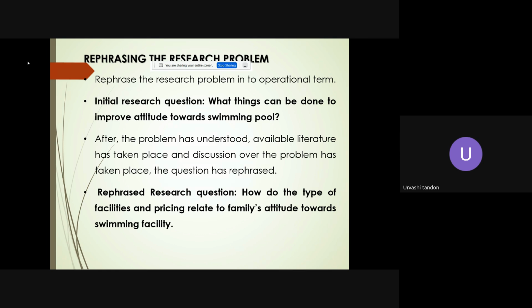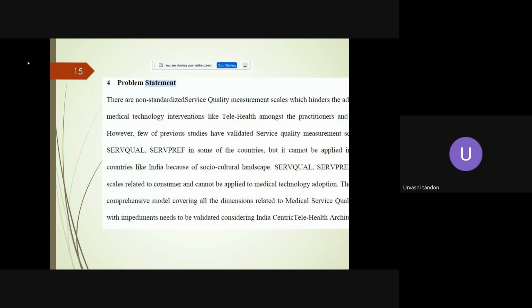After the problem has been understood and the available literature has been reviewed, this question can be rephrased as, how do the type of facilities and pricing relate to families' attitude towards the swimming facilities? Again, we are narrowing it down. What things could be multiple things, right? But we need to narrow it down from the research point of view also. This is a simple sample problem statement.